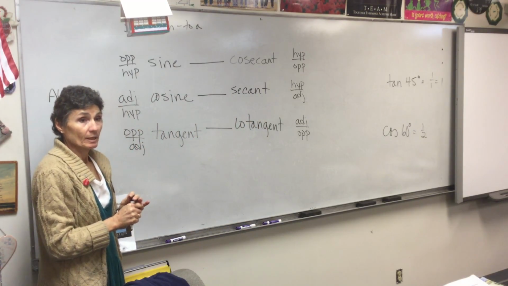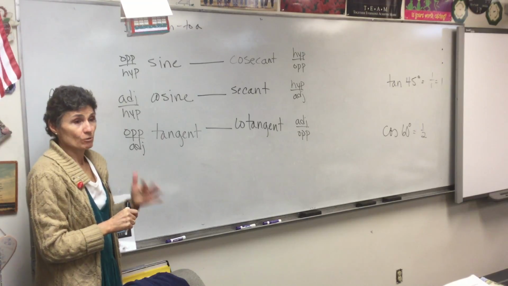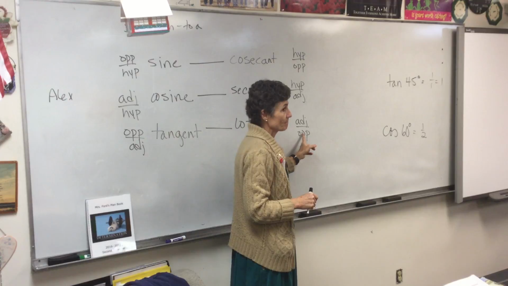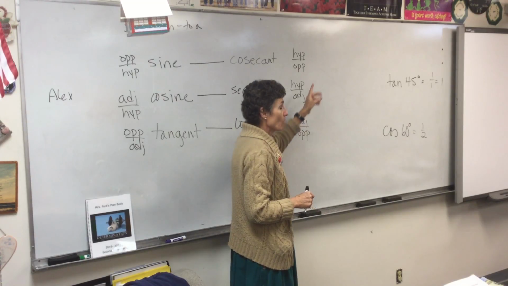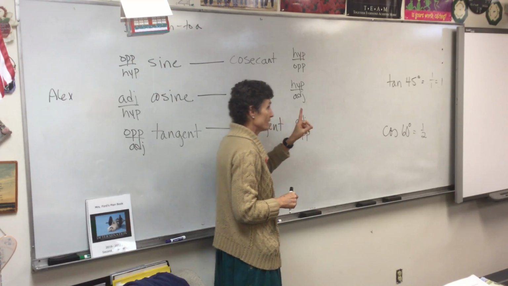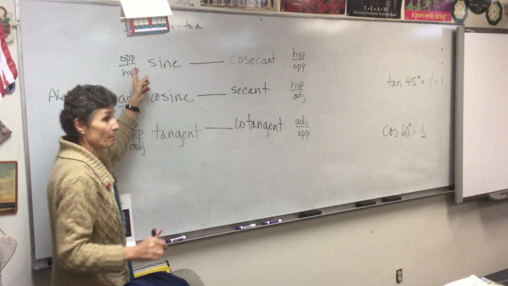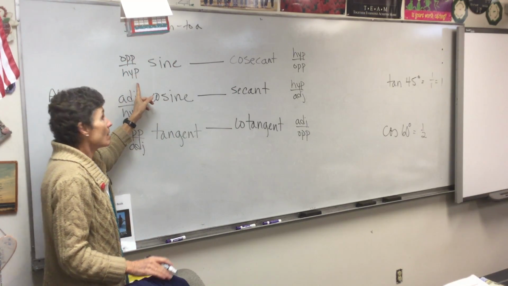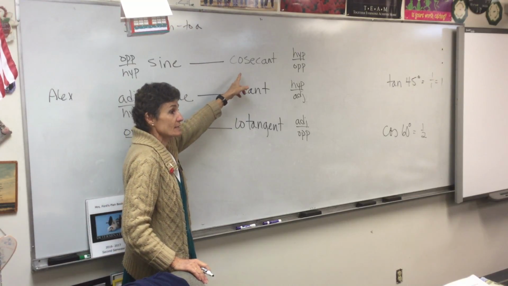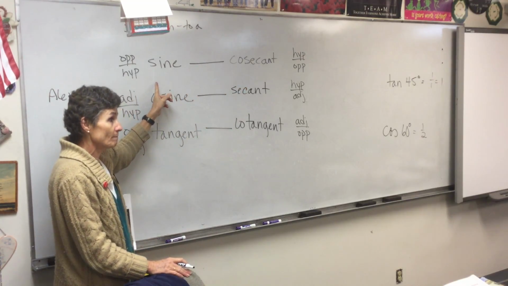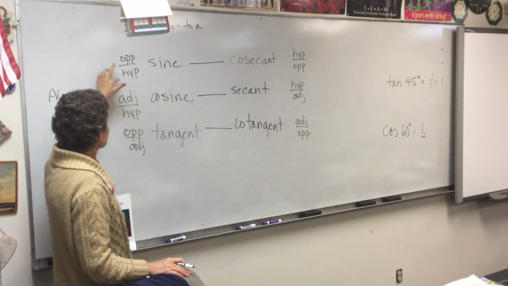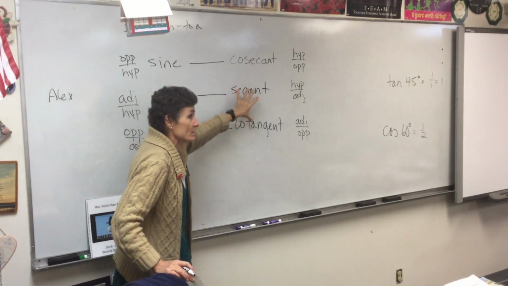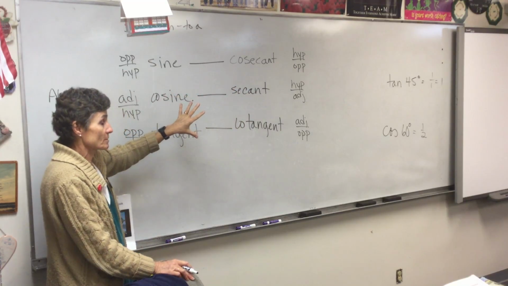All right, couple of things about this. First of all, Mrs. Ford doesn't even have these memorized. What I have memorized is sine is opposite over hypotenuse, SOH CAH TOA. Then I remember that the cosecant is its reciprocal, so therefore it must be hypotenuse over opposite. I remember these reciprocal relationships.